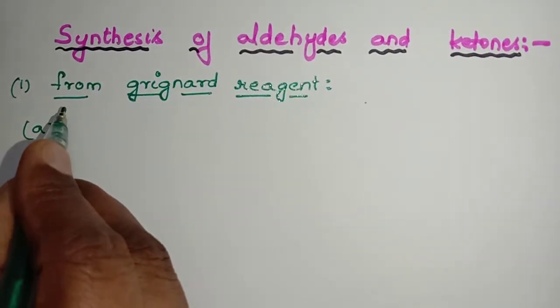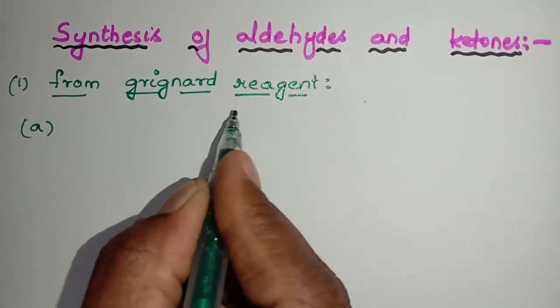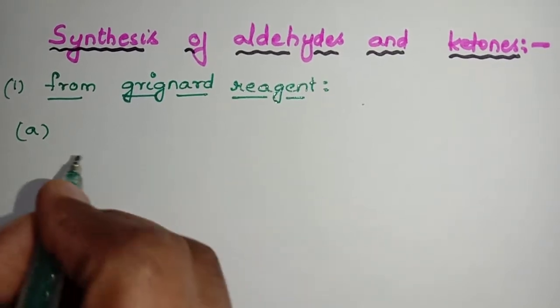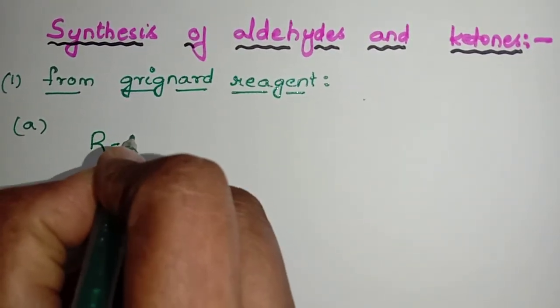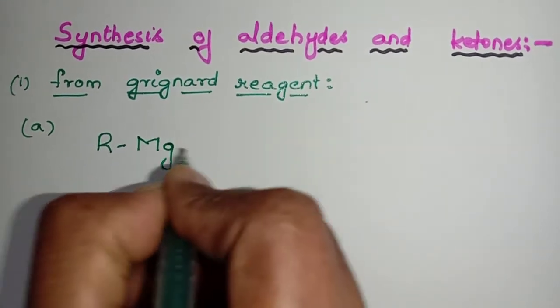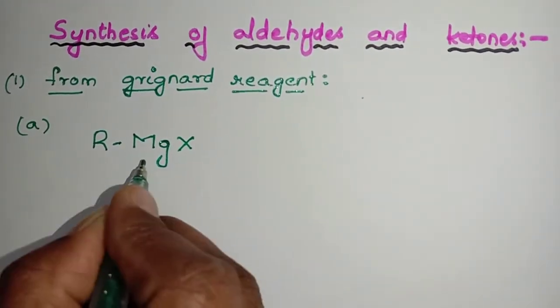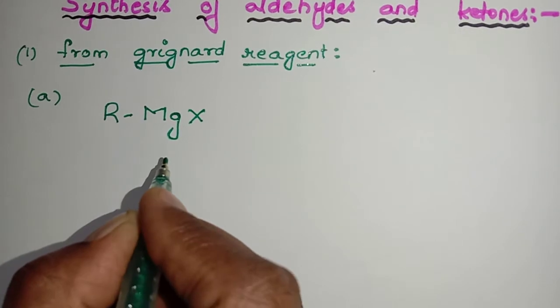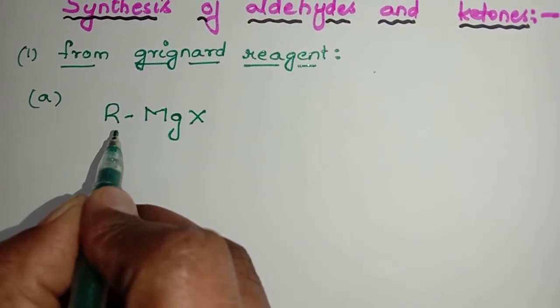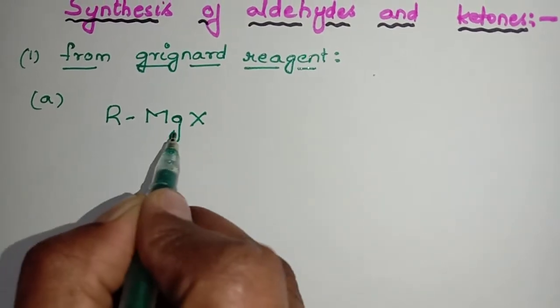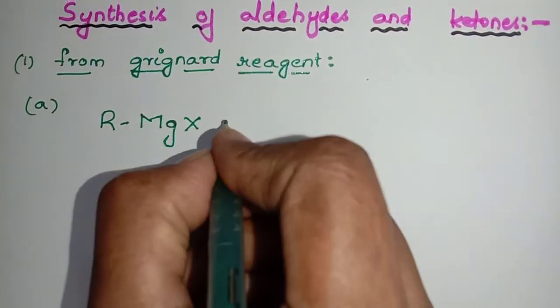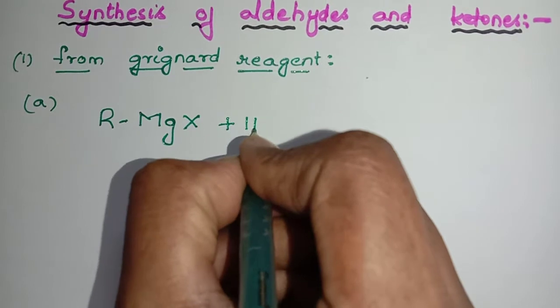First one, from Grignard reagent. What is a Grignard reagent? It is alkyl magnesium halide, RMgX. This is called as Grignard reagent. How to prepare aldehydes from Grignard reagent? When this Grignard reagent reacts with hydrogen cyanide.